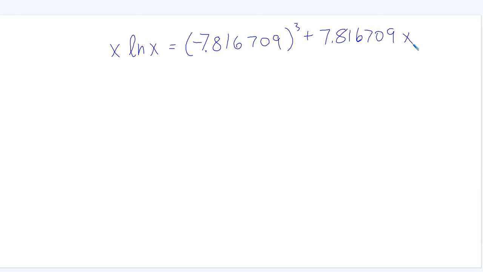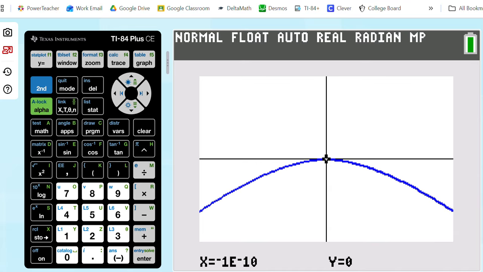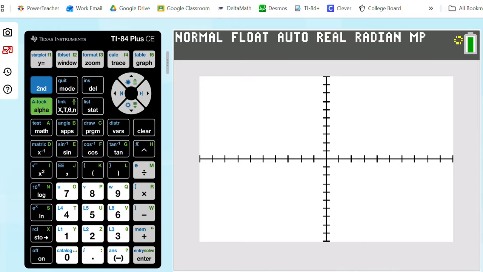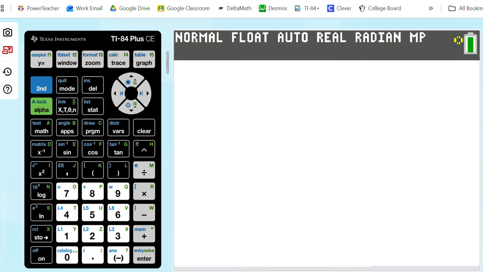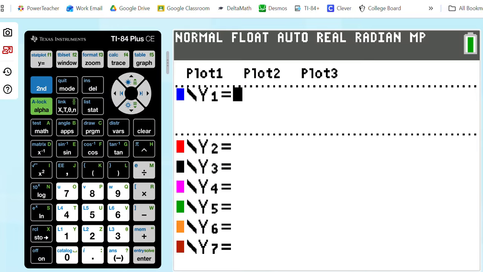Well, we can solve that by graphing each piece of this and seeing where they intersect. So we'll do that right now. I'm going to hit zoom 6 to just go back to my standard window. I'm going to go back in here, clear out that equation. We're going to do x ln x as one of our functions here.